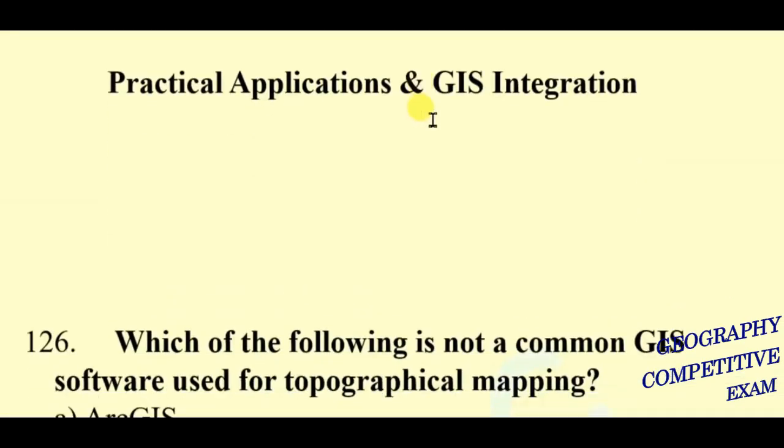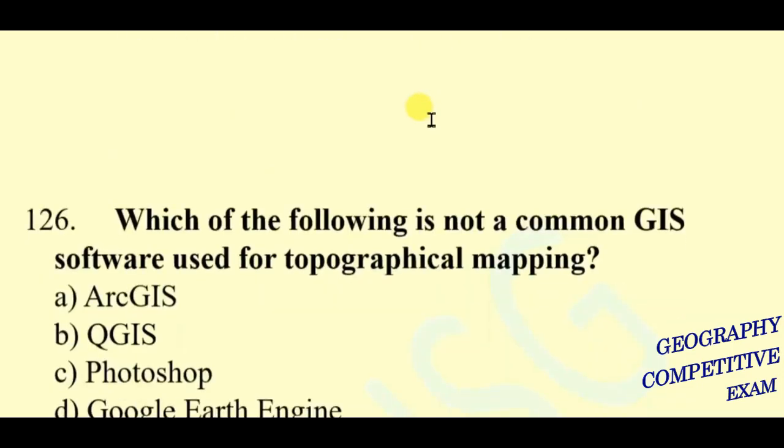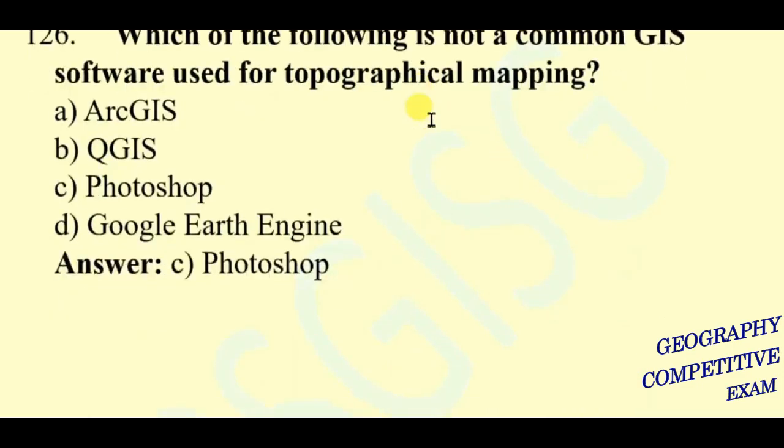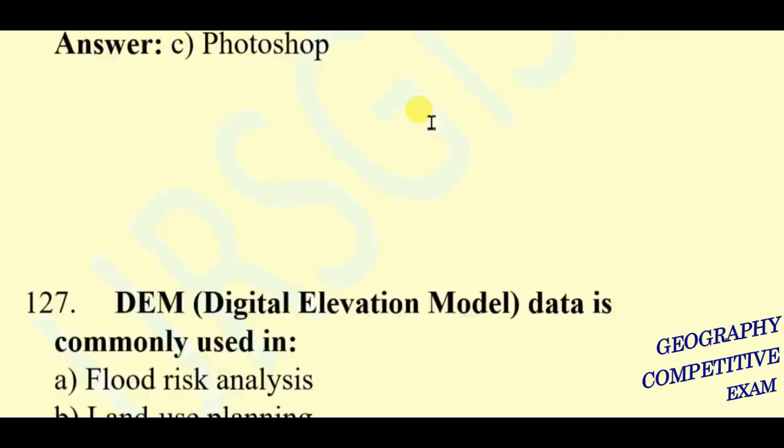Practical applications and GIS integration category. Question number 126. Which of the following is not a common GIS software used for topographical mapping? ArcGIS, QGIS, Photoshop, Google Earth Engine. Here the right answer will be Photoshop. It is not a GIS software.